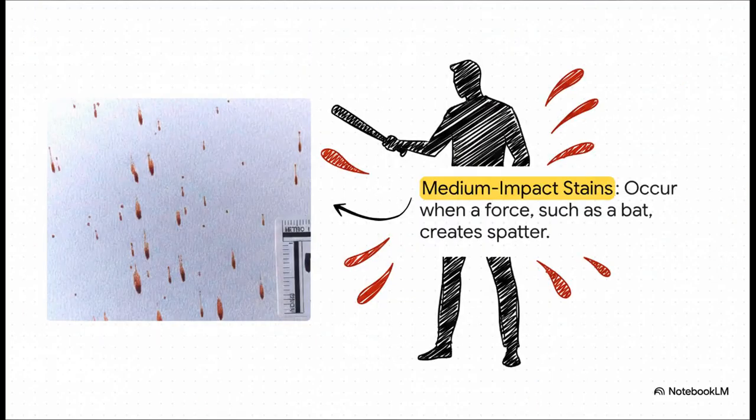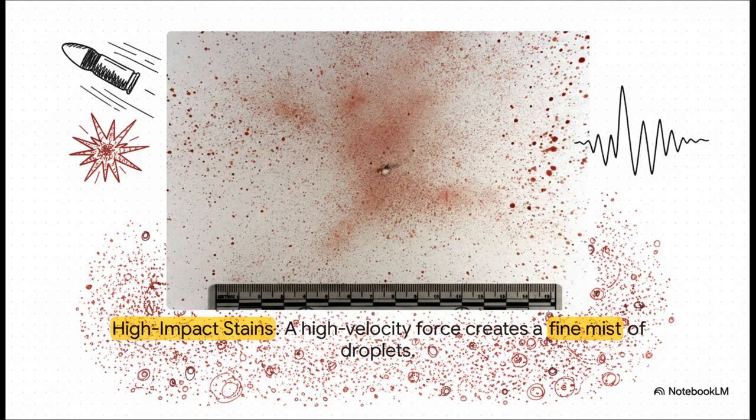Okay, but now let's add some energy to the mix. Medium impact spatter. This is what happens when something hits a source of blood, like during a fight or with blunt force trauma. The drops get smaller, and their elongated shapes give us a really clear direction of travel. This can help investigators reconstruct the movements of everyone involved. And finally, we have high-impact stains. This is what you see when an incredible amount of force is involved, something like a gunshot. The blood doesn't just splatter, it atomizes. It creates this fine mist-like cloud. It's a really chilling but very clear sign of extreme violence.